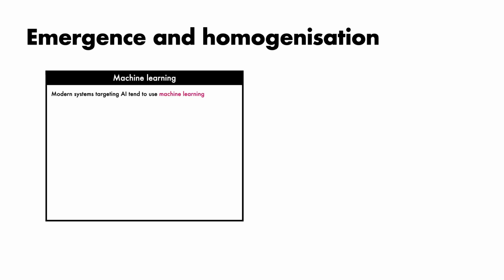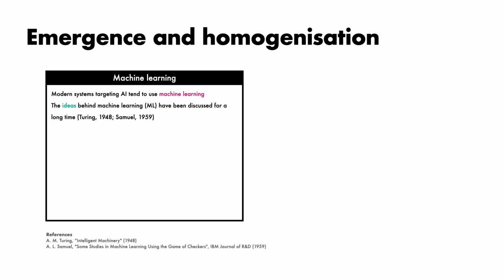Since these ideas can seem a little abstract, let's make them more concrete with examples. First, note that modern approaches to building AI systems tend to make heavy use of machine learning. The key ideas behind machine learning, or ML, have been around for some time, stretching back to at least the work of Alan Turing and Arthur Samuel in the mid-20th century, and much further still, depending on how you choose to define the term.